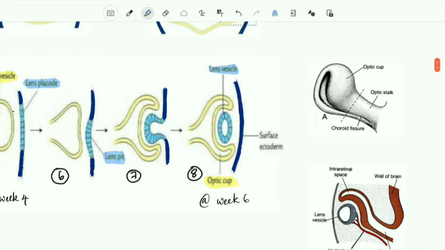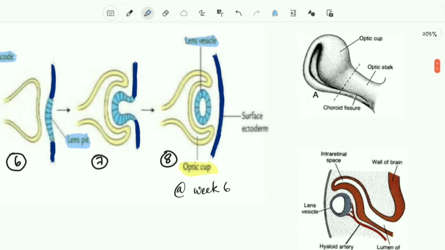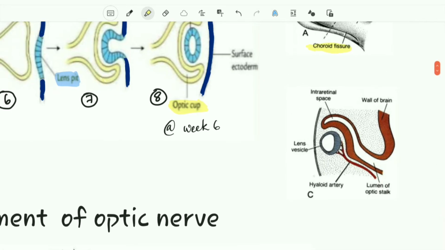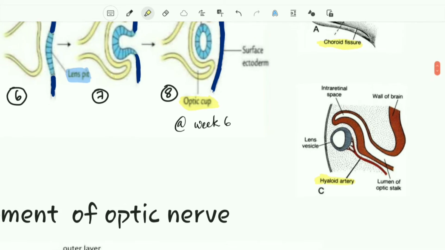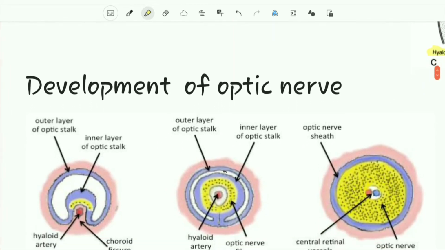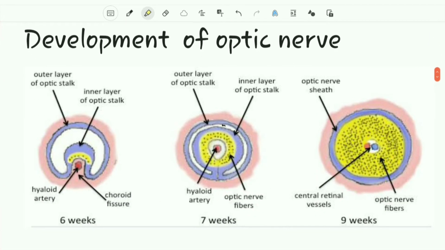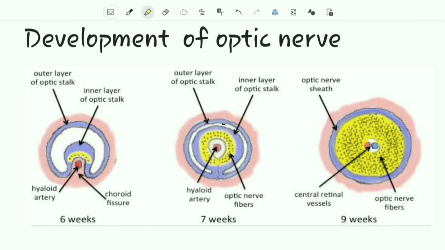This is a 3D model of the optic cup showing an inferior fissure called the choroid fissure. In the side view, we can see the hyaloid artery, which is supplying the lens now. Let's see the development of the optic nerve. This is the front view of week 6. This is the hyaloid artery and choroid fissure, which we have discussed just now. At week 7, the main event is that the choroid fissure has closed.